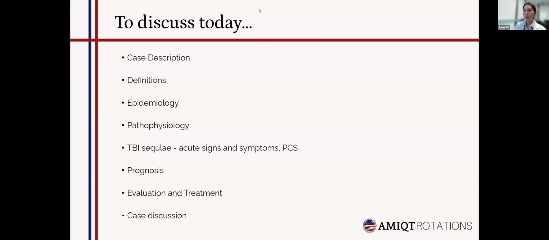Right. In terms of housekeeping, today I'd like to start off my presentation by describing a case that I encountered personally, and then use that to kickstart a discussion on what mild traumatic brain injury entails, how you would approach someone with this condition in the outpatient neurology clinic. And I'd like to bring everything back to the case that we discussed in the beginning.